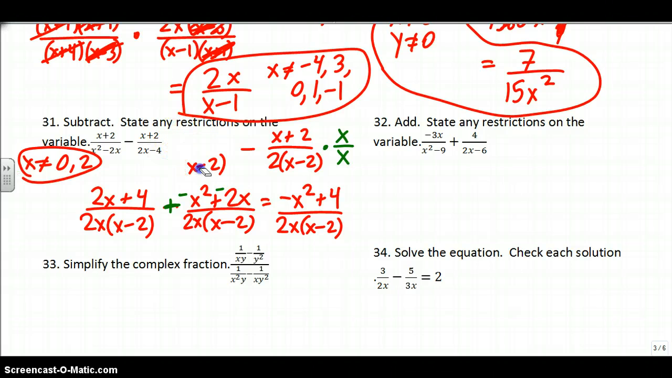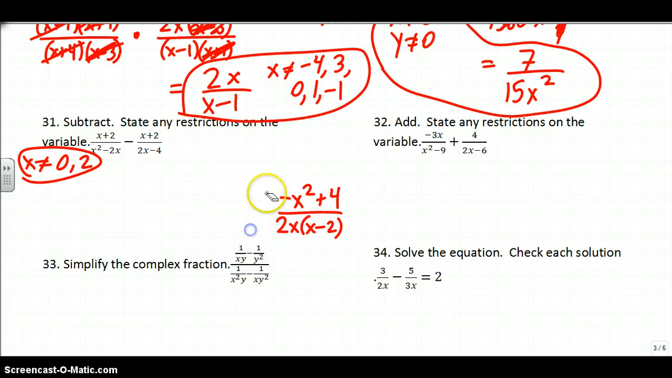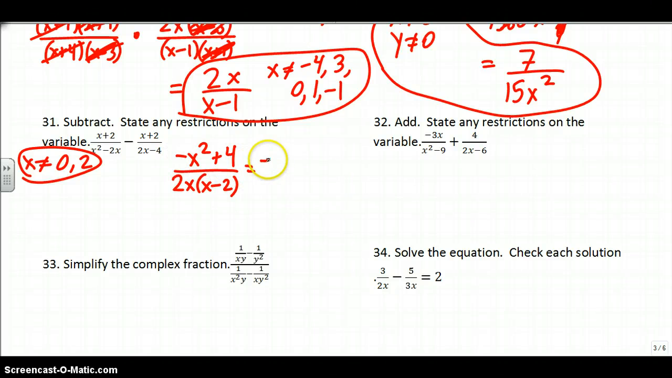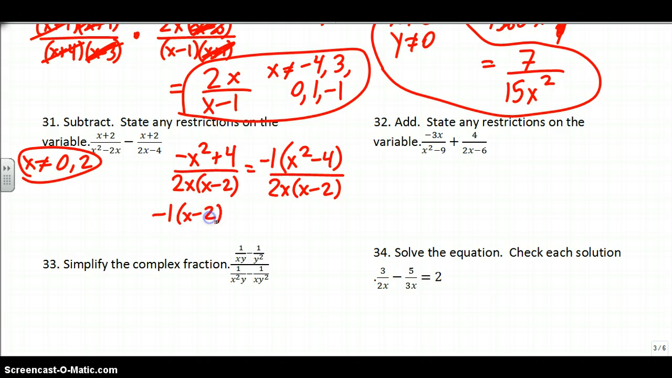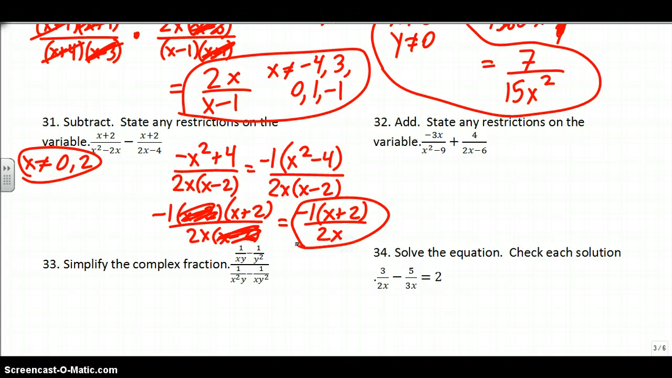I'm going to go ahead and erase all this work that we did here, the adding part. And you might think we're done. This is our answer, but it's actually not. If I pull out a negative 1 up top, we get x squared minus 4. And if you recall, x squared minus 4 is actually x minus 2 times x plus 2. And hey, look, we have an x minus 2 in the top and the bottom that cancel out. So you actually have negative 1 times x plus 2, divided by 2x. That one was a little tricky. You just have to be on the lookout for what can possibly factor.